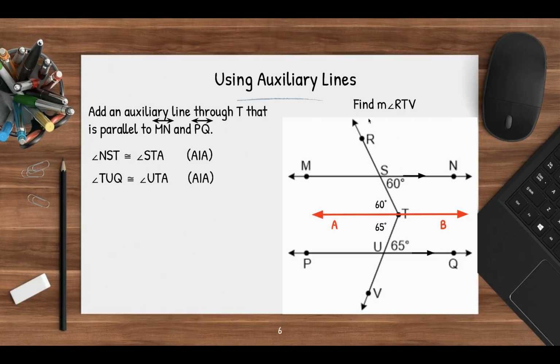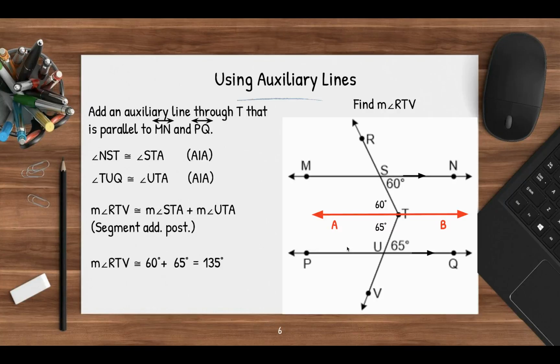And then what we've been asked to do is to find the measure of angle RTV. So we know the segment addition postulate just tells us that this big angle RTV is made up of these two smaller angles. Okay, so if you just add 60 plus 65, you get 135 degrees. And so we know that the measure of angle RTV is 135 degrees. Pretty cool, huh?